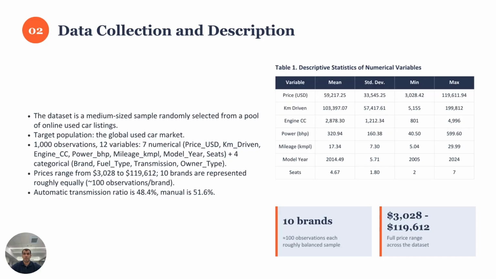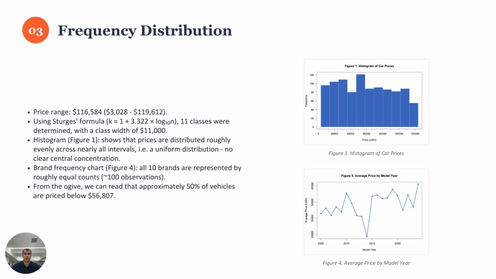$33,545. Price ranges from $3,028 to $119,612, and model years from 2005 to 2024. The 10 brands are almost equally represented, about 100 cars each. 48.4% of cars are automatic and 51.6% manual.